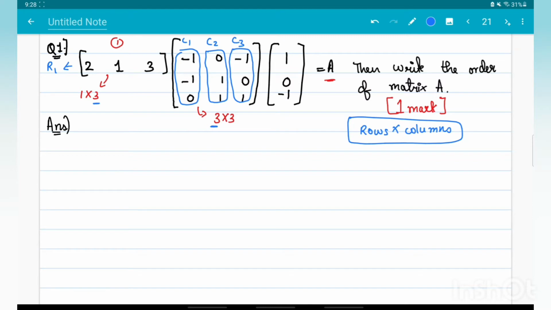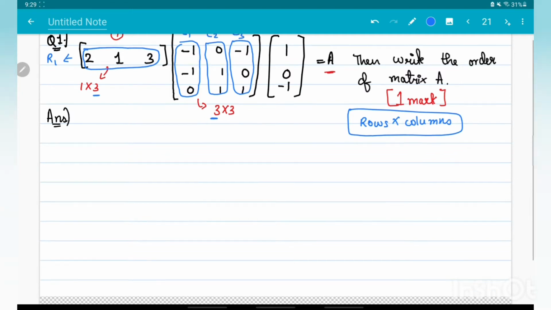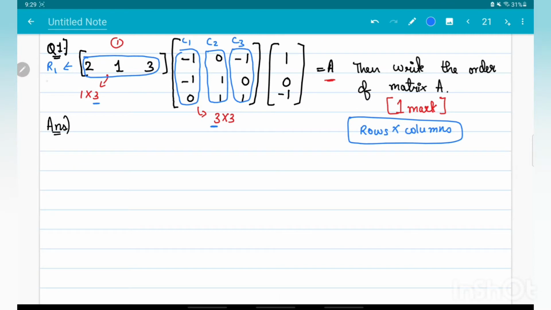Okay, so let's start. Basically this is the first row. When we multiply these two matrices, we are going to get a matrix, and we multiply this row with all the 3 columns of the second matrix. First we'll multiply row 1 with column 1, then row 1 with column 2, and then row 1 with column 3, and we will get a matrix. This is only for your rough understanding; you need not write this in your exam.